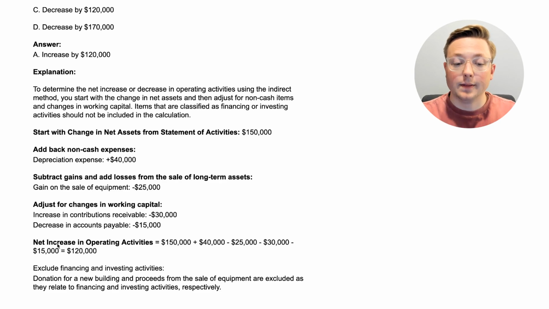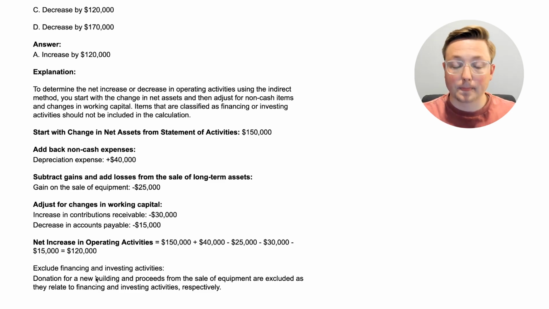So overall, the net increase in operating activities is the beginning change in net assets, $150,000, plus the depreciation expense, less the gain on the sale of the equipment, less the increase in the contributions receivable, less the decrease in accounts receivable, giving you $120,000 increase in operating activities. And again, that's using the indirect method. Of course, you don't include the financing or the investing activities.